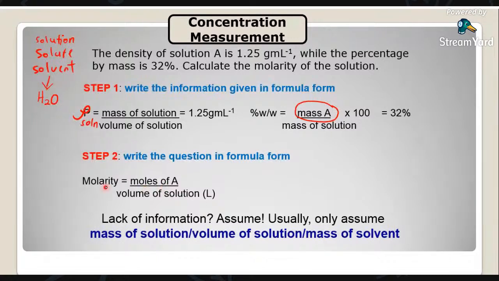Then you find out one by one. To calculate molarity, we need number of moles of A. Is it given in the question? No, moles is not given. Is the mass of A given? Also not given. So this question is lacking information. If the question is lacking information, we have to assume. Remember that we can only assume if we lack information. If all the information is given, then you cannot assume. If you still assume even though we have enough information, then it will be wrong.